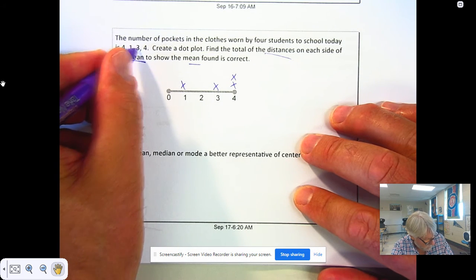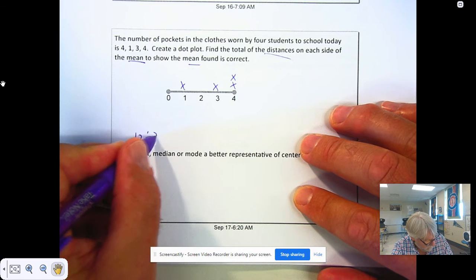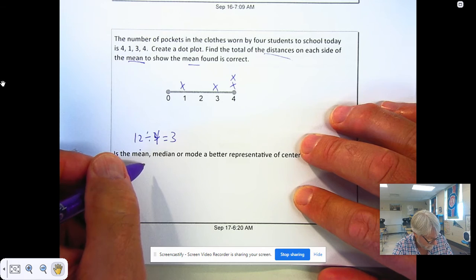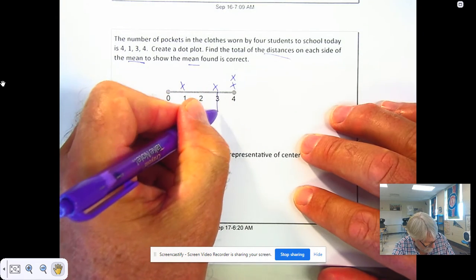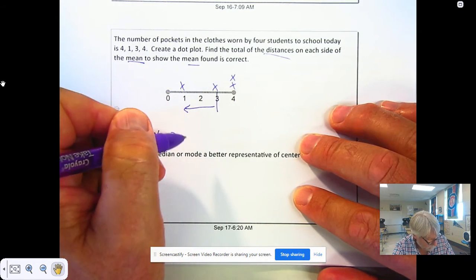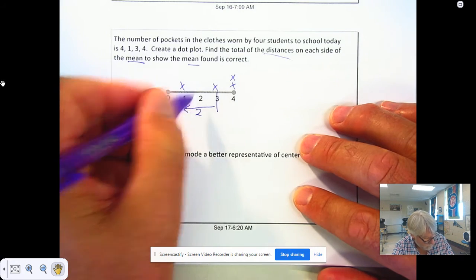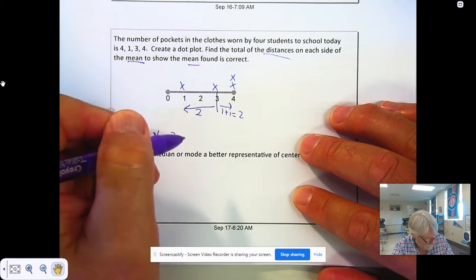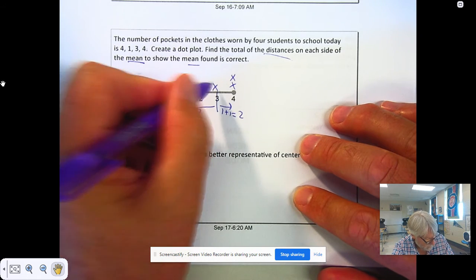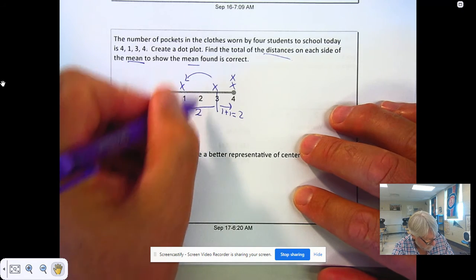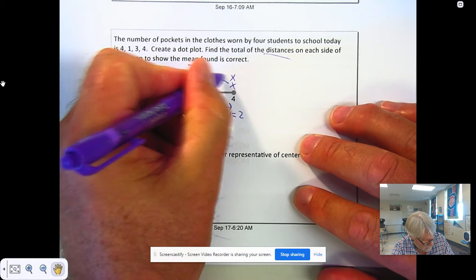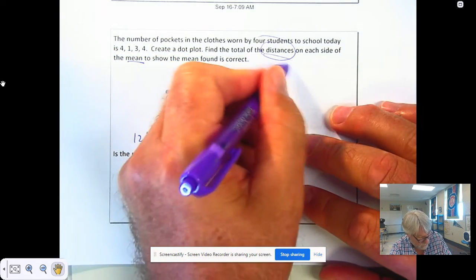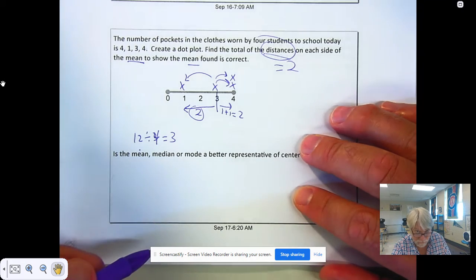4, 5, 8, 12. 12 divided by 4 pieces of data, I've got a mean of 3. So the distance from 3 is 2. The distance from 3 is 1 and 1 more. The distance from 3 on this side is a total of 2. The distance on this side is a total of 2. So the distances both have a total of 2.